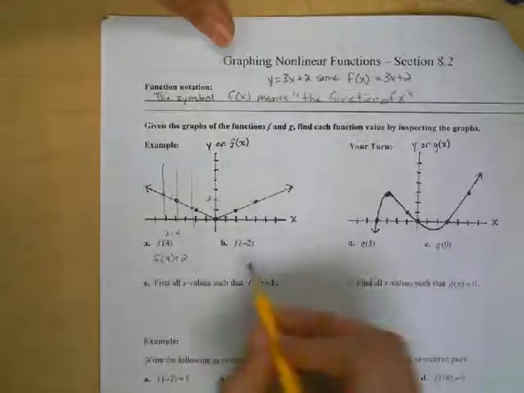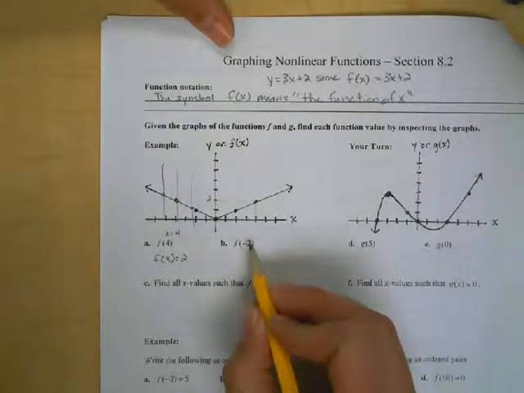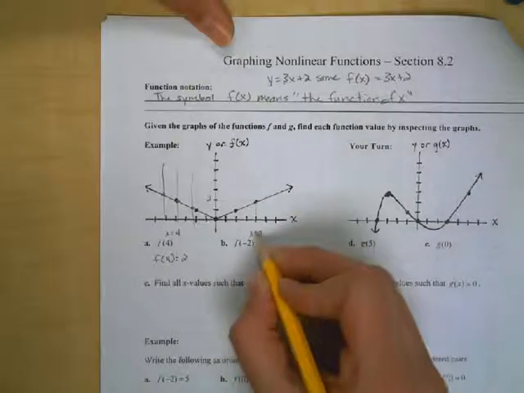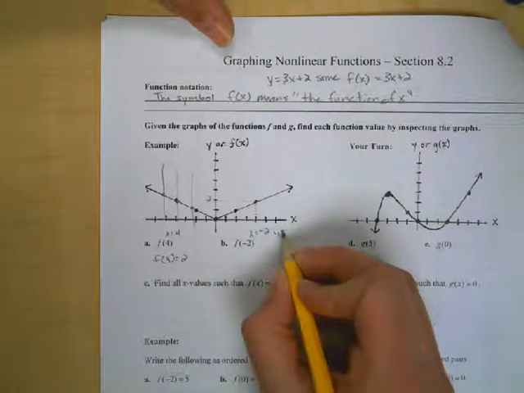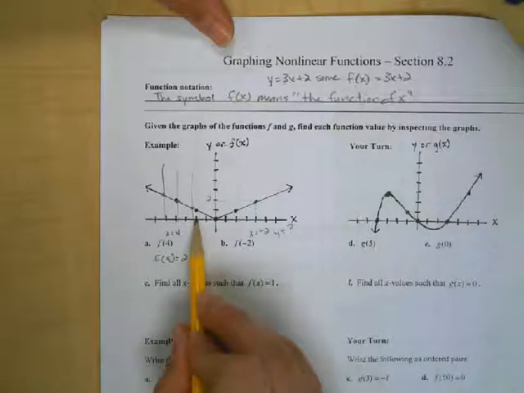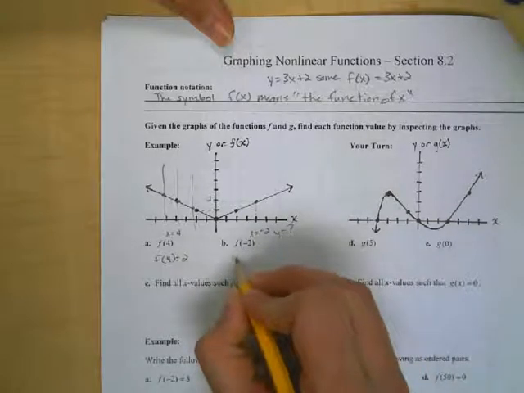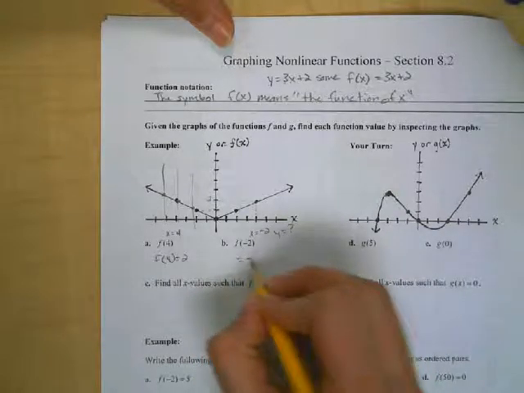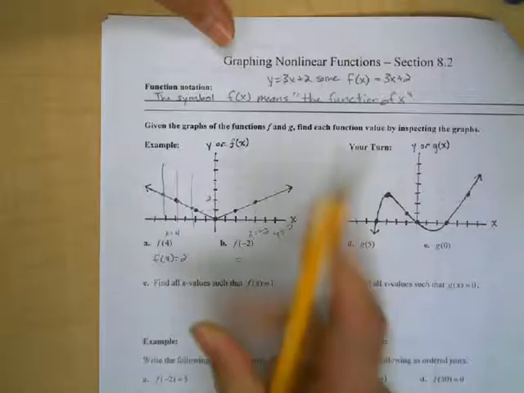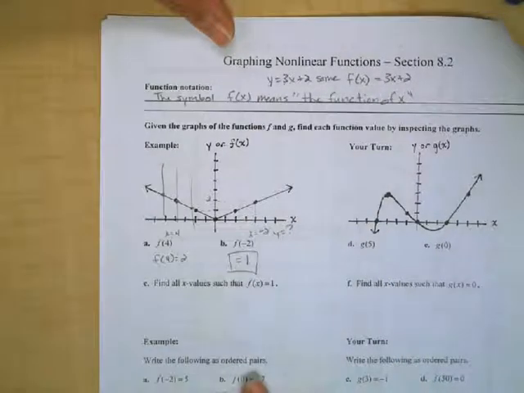So here it says, what is f of negative 2? What they are asking is when x is negative 2, what is y? That's what they're looking for. So when x is negative 2, the function is equal to 1. So f of negative 2 is equal to 1, not negative 1, sorry. f of negative 2 is equal to a positive 1. So that would be your answer there. f of negative 2 is positive 1.